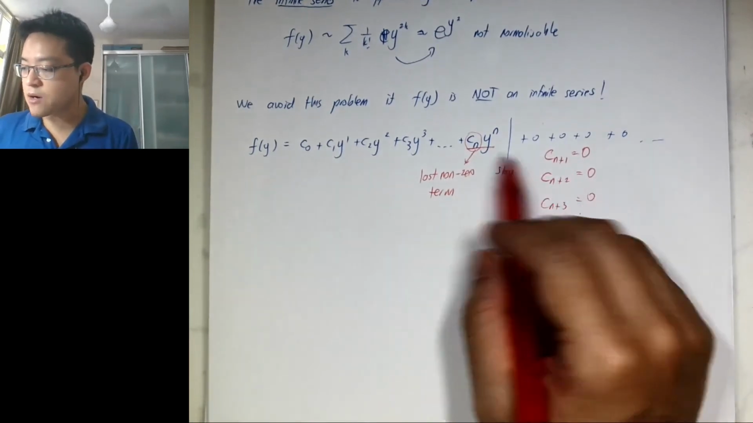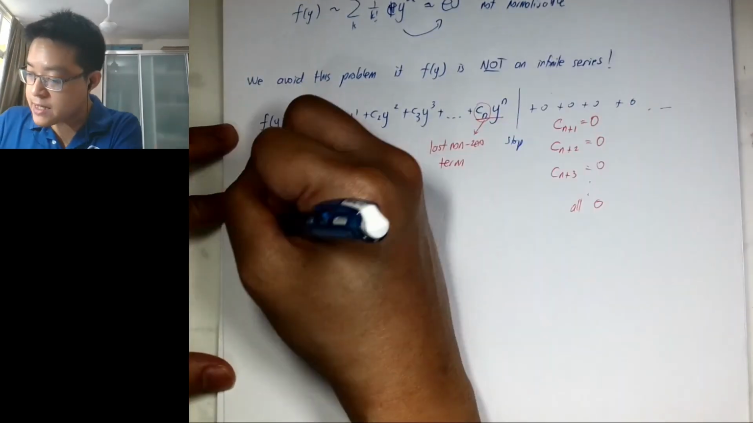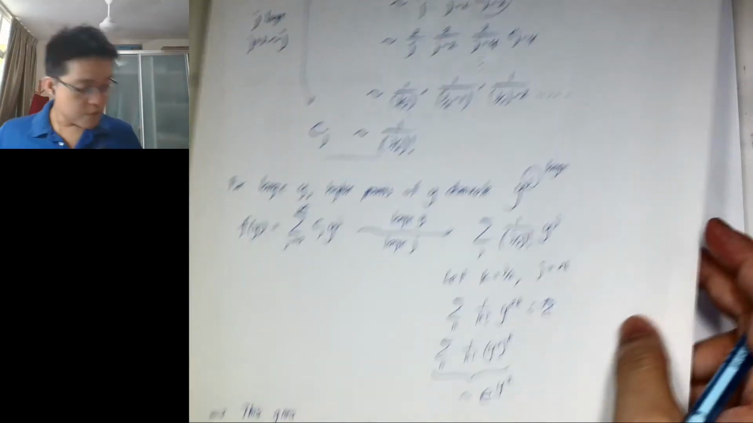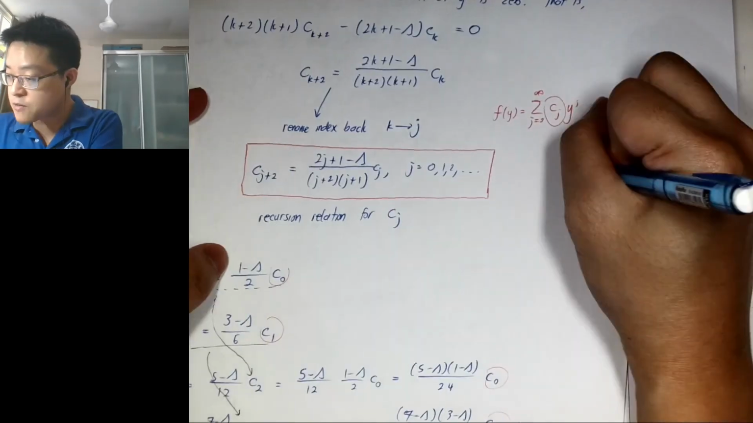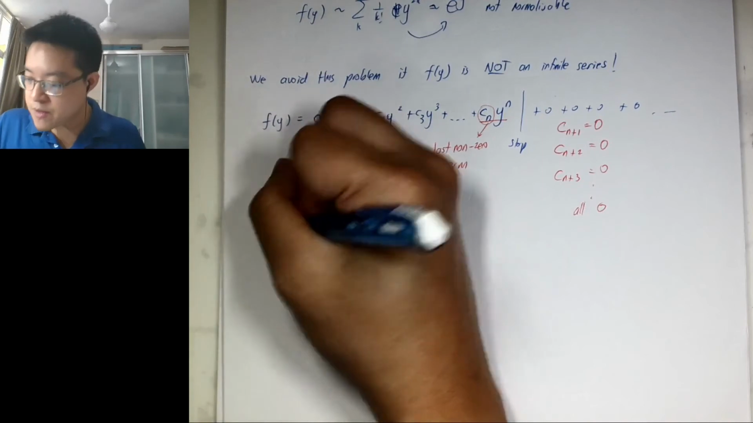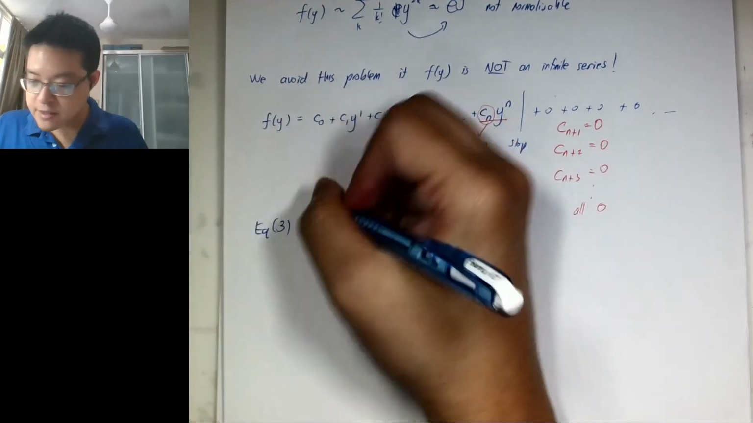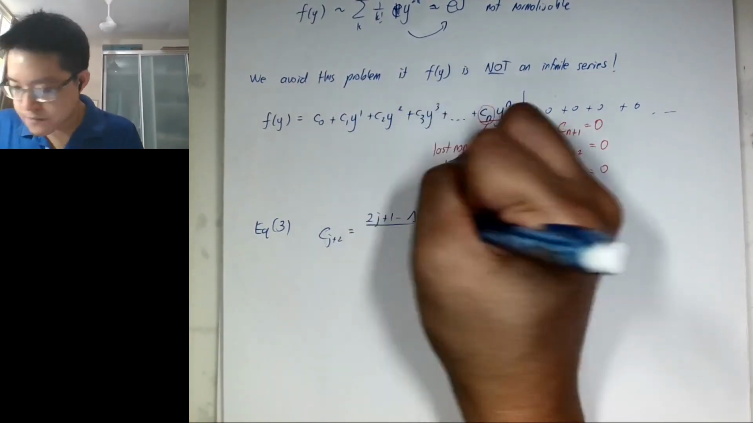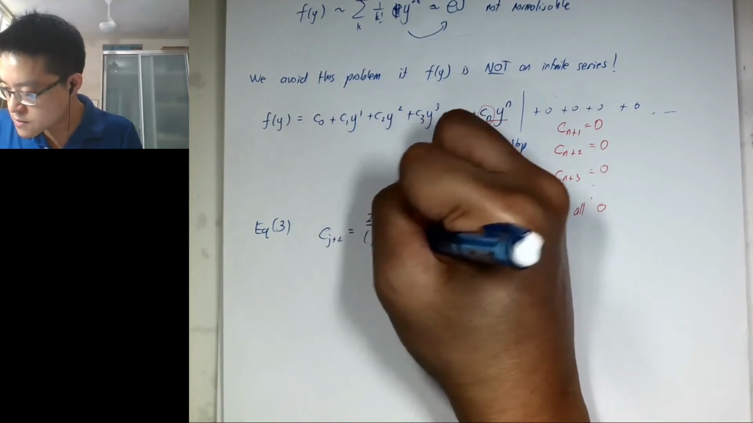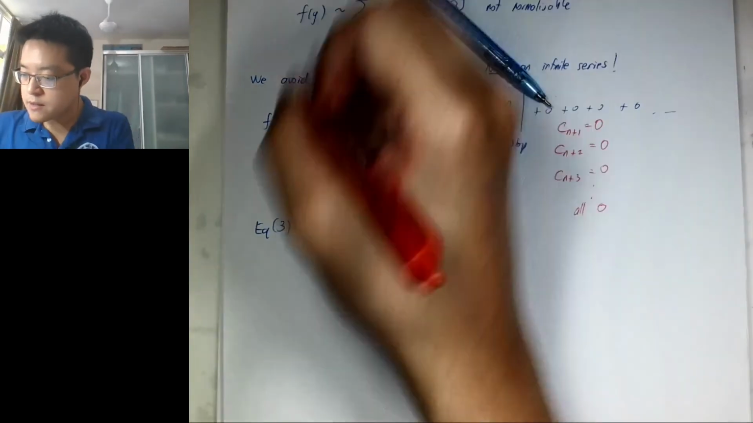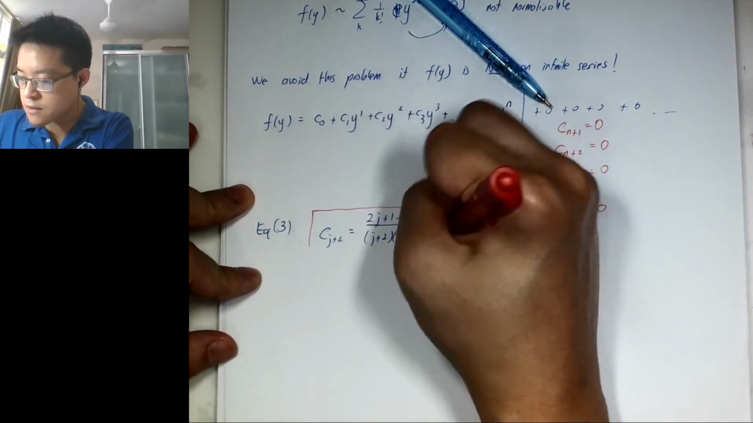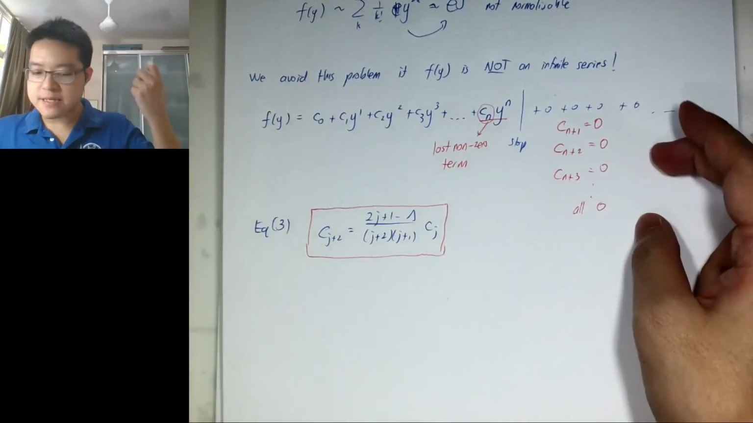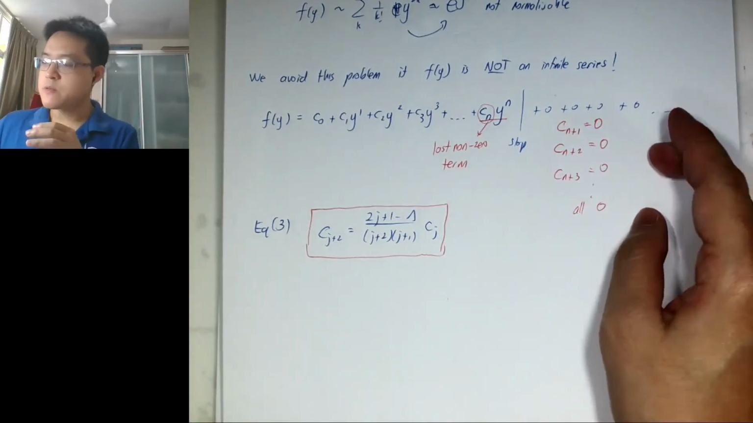Because notice that all these C's at the end of the day still depend on this recursion relation, which I shall call equation 3. Just now 1, 2, now 3. Let me copy this down again. Cj plus 2 is equal to 2j plus 1 minus lambda, over j plus 2, j plus 1, times Cj. So this is a possible way to fix our issue, but can we do this or not? We still foresee a problem, right?